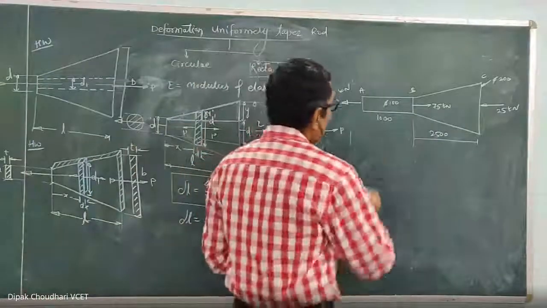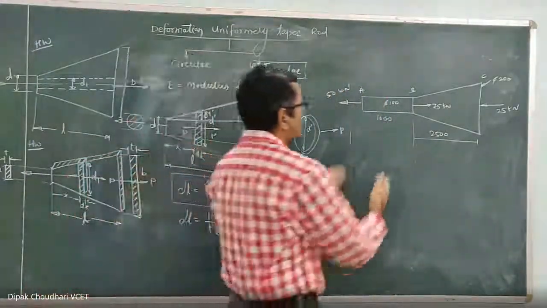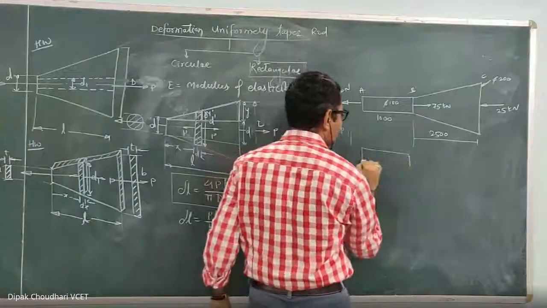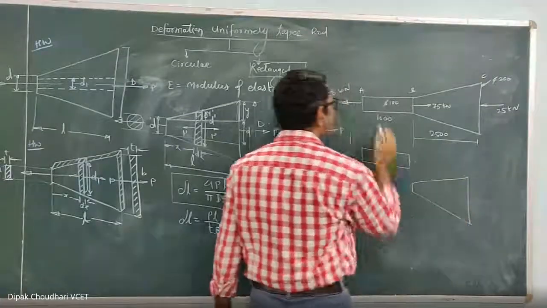Okay, now we have to find out the deformation. Exactly the similar procedure that we solved yesterday. To find out the axial force on each part, you have to consider the FBD of each part. So this is a circular one and this is a taper one. Clear?